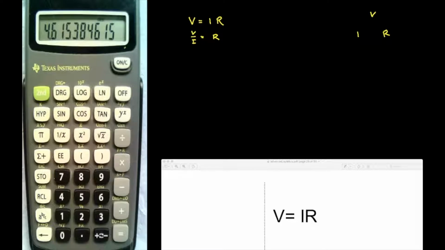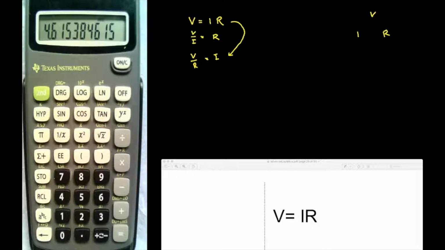I divided the V by I and the IR by I, so the I would be on the top and bottom, and therefore cancels, so that's the second one. And I can also take this first equation and divide both sides by R. So I can say V over R equals I. So therefore, I've got the three forms of Ohm's law, the VIR equation.